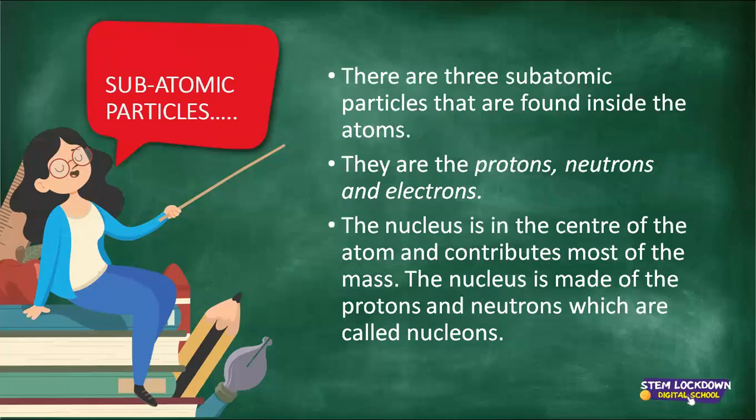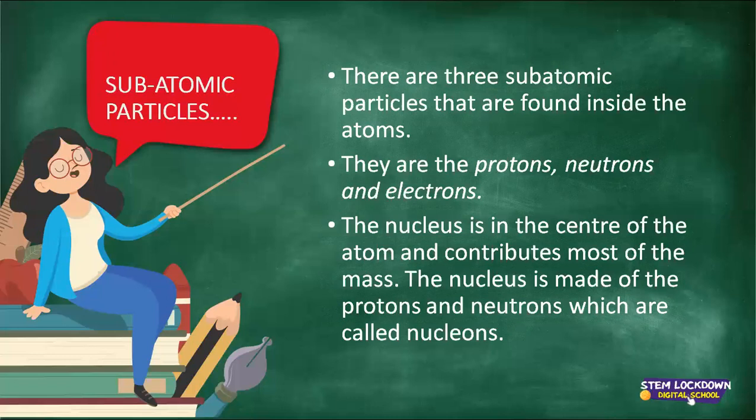All right, so let's go on to subatomic particles. There are three subatomic particles that are found inside the atom. You'll remember I used the subatomic particles to explain the idea of atomic number, or proton number. So there are the protons, the neutrons, and then the electrons. So what are the subatomic particles? They are protons, neutrons, and electrons.